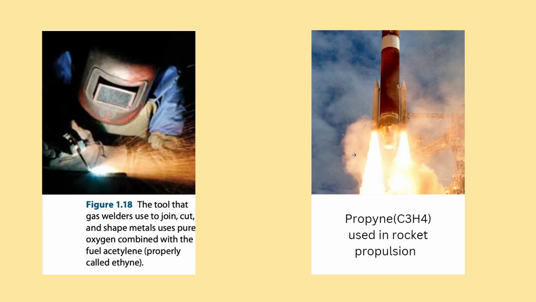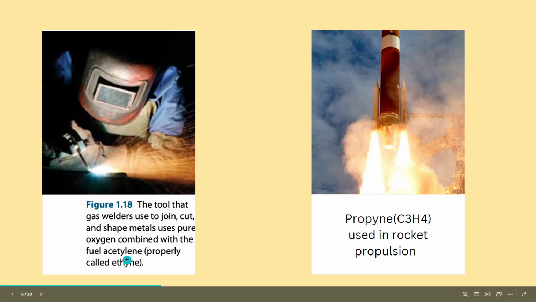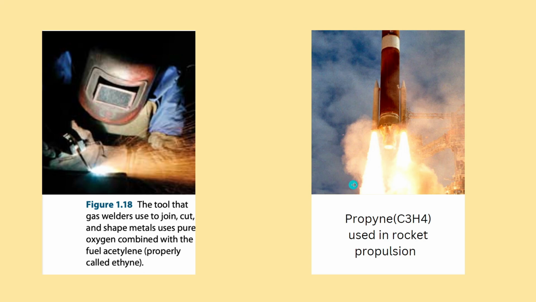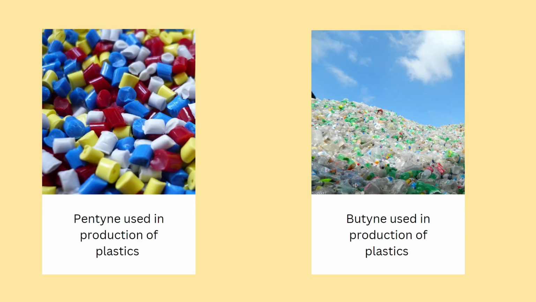Real life application. The tools that gas whether they use to cut or shape metals, it is used from pure oxygen, which is properly called ethane. That word. And propane is used for rocket propulsion. Pentine is one of the constitutional isomers and it is used in the production of plastics. Same with butene, it is used in production of plastics and it is also part of the constitutional isomers.